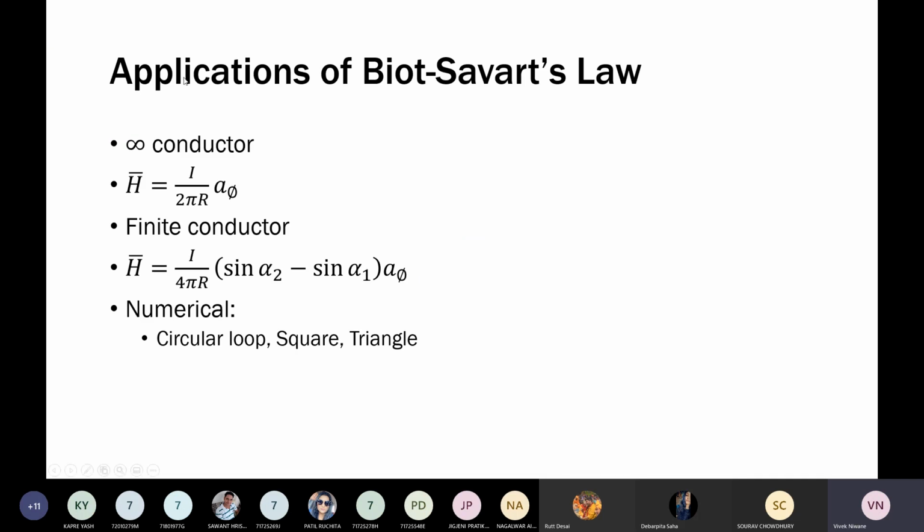For that purpose, we require only a few formulae. H bar for infinite conductor, finite conductor, circular loop, and for a triangular loop you can derive. There is no need to put up the formulae directly. You will not have numericals based on the circular and triangle, but you can have a question like derive the magnetic field intensity due to a current carrying square loop or triangular loop. They can ask that. As long as syllabus is concerned, we have conductors, we have circular loop, and we have sheet, current carrying sheet.